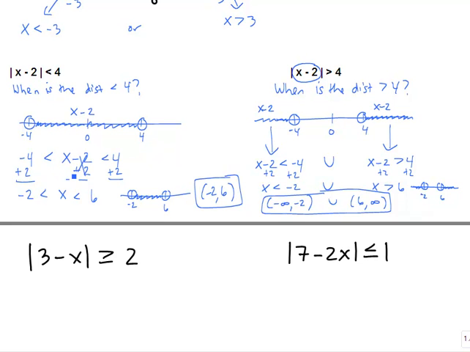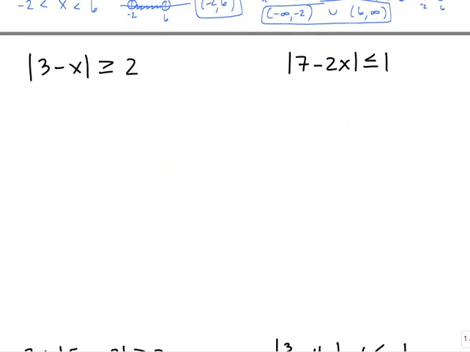So less thans give you triple inequalities, greater thans give you two separate tail inequalities. Okay, let's try a couple more. In the next example, we want the absolute value of 3 minus x greater than or equal to 2. So in this problem, what we're trying to find is when is the distance greater than or equal to 2.